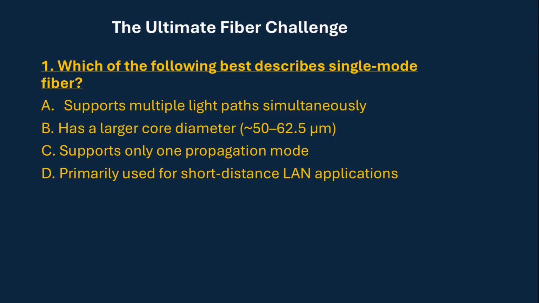1. Which of the following best describes single-mode fiber? A. Supports multiple light paths simultaneously. B. Has a larger core diameter, 50 to 62.5 microns. C. Supports only one propagation mode. D. Primarily used for short-distance LAN applications. The correct answer is C. Single-mode fiber supports only one propagation mode.